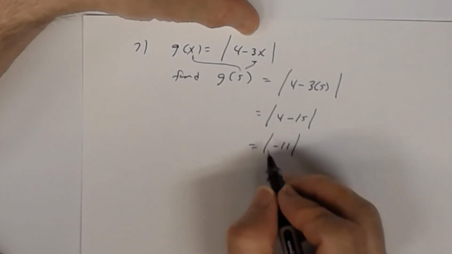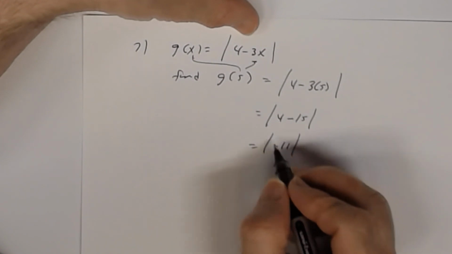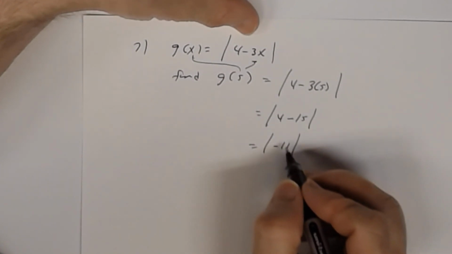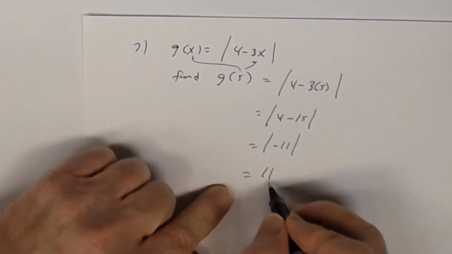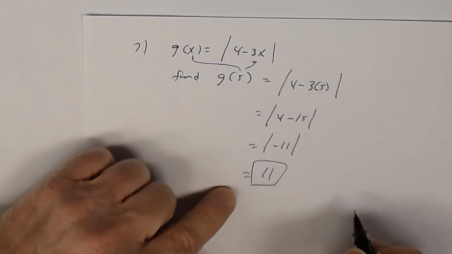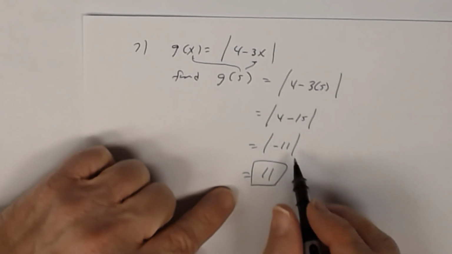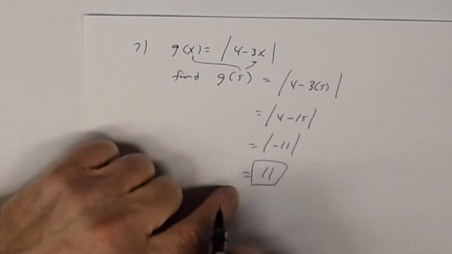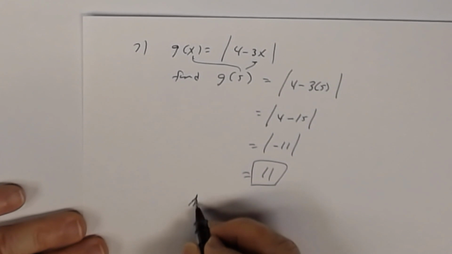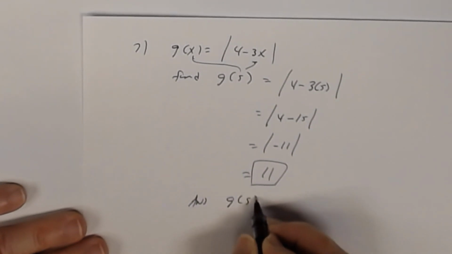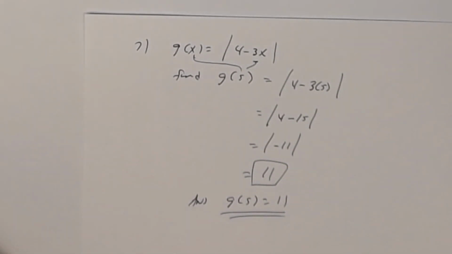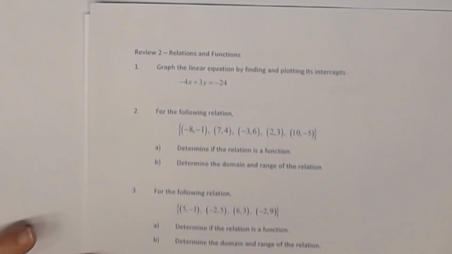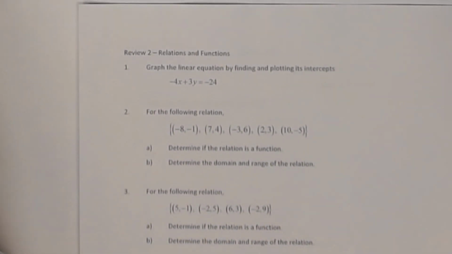Now you're going to ask yourself this. Since I only have one real number right here, I know that the absolute value of negative 11 is a positive 11. So now we remove the absolute value bars. And therefore your answer is g of 5 equals 11. And that's your answer. All right. So that is the review of review number 2 for relations and functions.